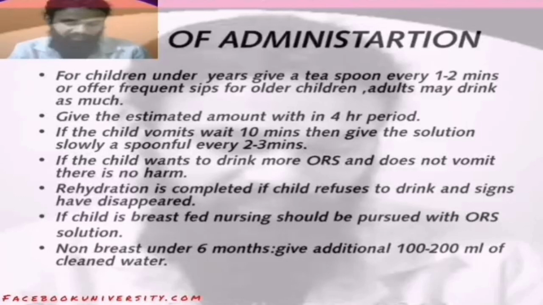Rehydration is fine, but don't give more than what is given in that table for the first 4 hours. Rehydration is completed if the child refuses to drink and signs have disappeared. If the child is breastfed, nursing should be continued along with oral rehydration salt solution. For non-breastfed children under 6 months, give an additional 100 to 200 milliliter of clean water.